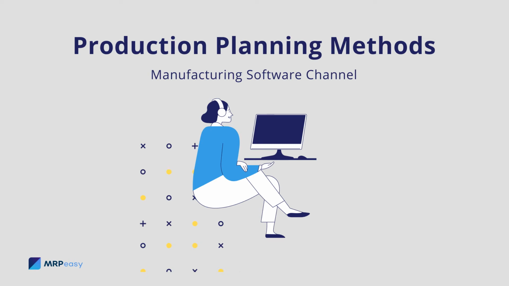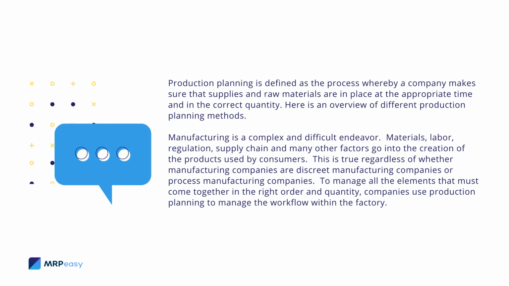Production planning methods. Production planning is defined as the process whereby a company makes sure that supplies and raw materials are in place at the appropriate time and in the correct quantity. Here is an overview of different production planning methods.